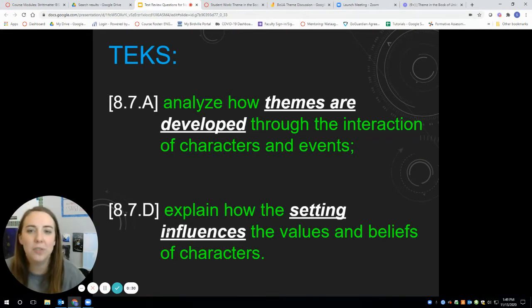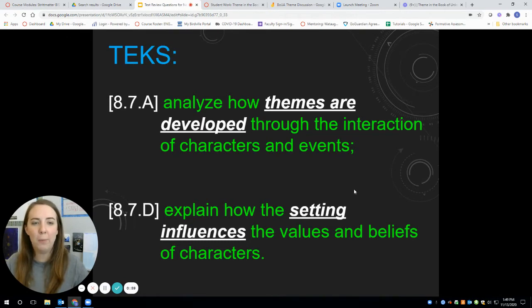So some of our TEKs going into this are 8.7a, B, and C. 8.7a is the big TEK we're working on right now, which says students need to analyze how themes are developed through the interaction of characters and events. So characters can reveal a theme by saying out loud what they think, or by certain actions that they do in response to things. Events can reveal a theme based on how the characters handle those events. So technically, it all comes back down to characters.